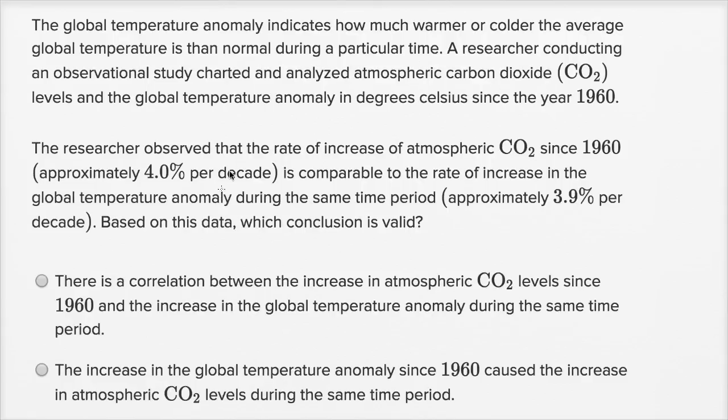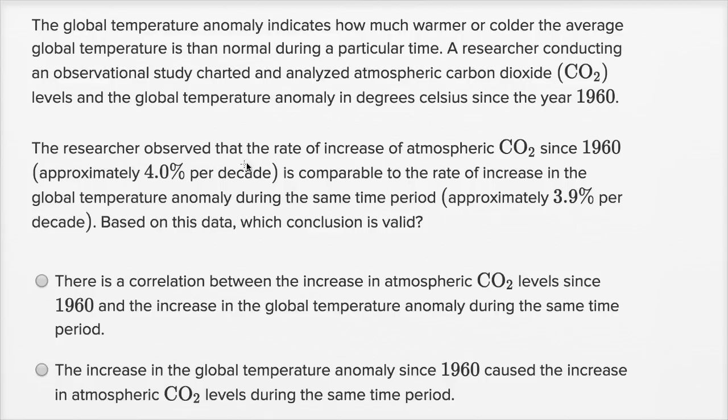We have a wordy question here. The global temperature anomaly indicates how much warmer or colder the average global temperature is than normal during a particular time. A researcher conducting an observational study charted and analyzed atmospheric carbon dioxide (CO2) levels and the global temperature anomaly in degrees Celsius since the year 1960.